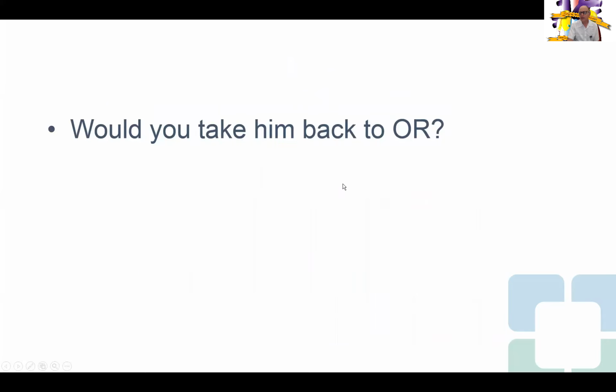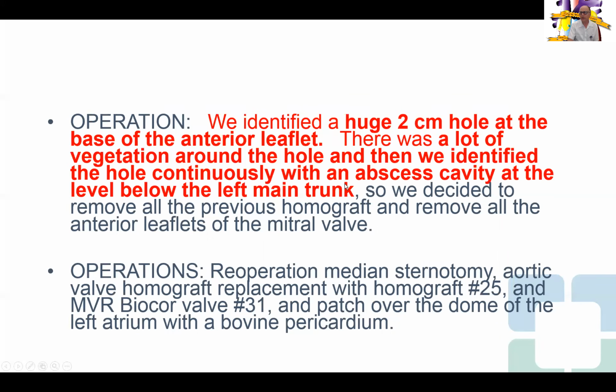We debated this, discussed this with our ID team, discussed this with our surgeons, with all involved. Finally, we took this patient to the operating room, and this is the result from the operation. These are the observations of the surgeons. There were 2 huge holes, a 2 centimeter hole at the base of the anterior leaflet of the mitral valve, exactly what we saw on the echo. We reoperated on this patient, aortic valve homograft replacement with another homograft this time, and we put a BioCore valve in the mitral position with a patch of the dome of the left atrium.